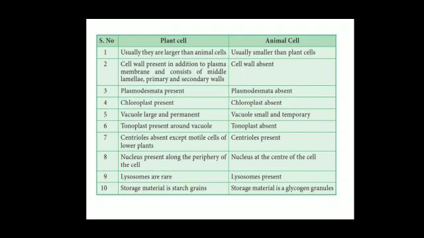Centrioles are absent in plant cells because no cell division of that kind is there. Centriole is present in animal cells. Nucleus is present along the periphery of the cell because a large vacuole is there. Nucleus is present at the center of the animal cell. Lysosomes are rare or not available in plant cells. Here lysosomes are present. Storage material is starch grain. Children, whatever extra food material is there is stored as starch in plant cell. Whatever extra food material glucose we have in animal cells, we store as glycogen.